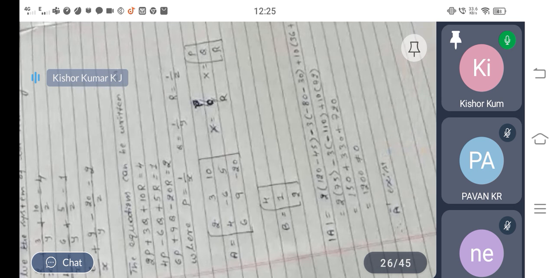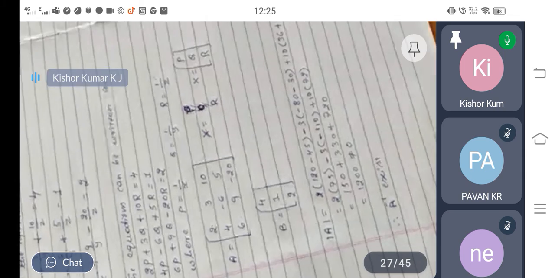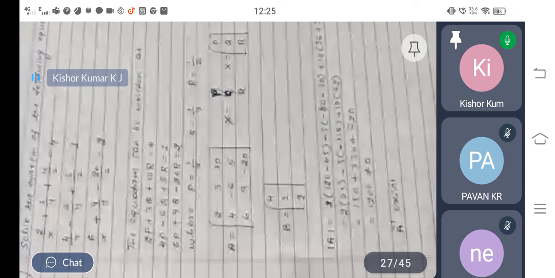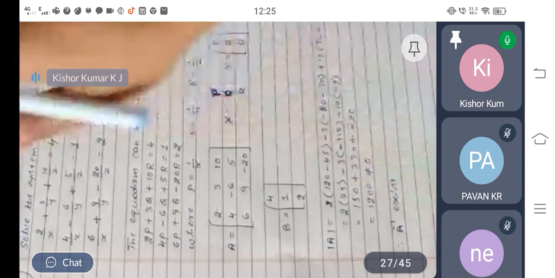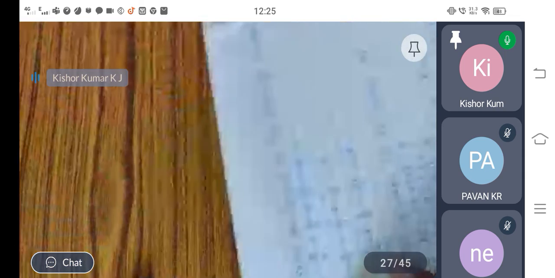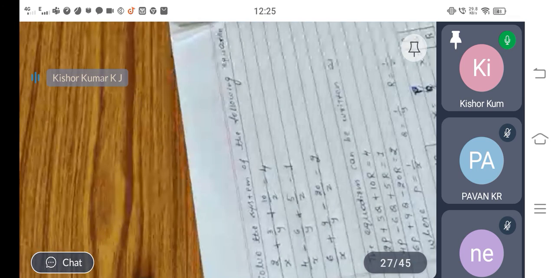To find the A inverse, as we know, first we have to go through finding the adjoint of A. To find the adjoint of A, we know the normal method. So I am going to follow the same method. First, I am going to mention the matrix as it is.